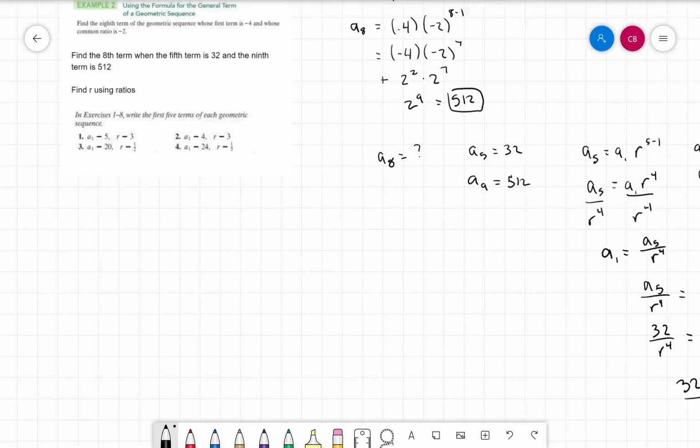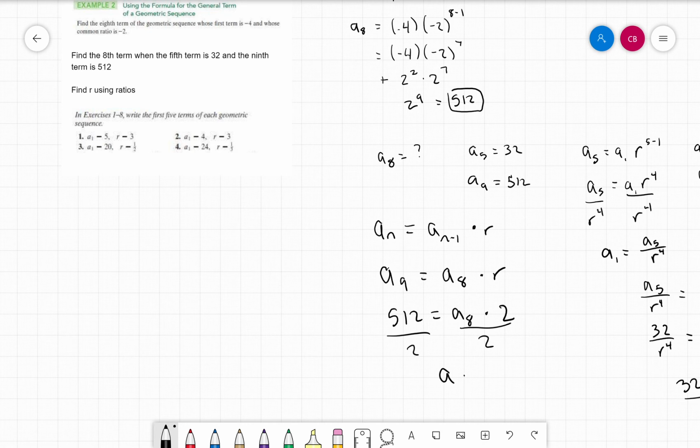So if we wanted to know a_8, we have a_1. We don't know a_1 though. But, okay, here's what we can do. If we know a_n is equal to a_(n-1) times the common ratio, sorry, let me fix this. I've written this incorrectly. This should be a sub n minus 1. This is the recursive form of a geometric series. Well, we know a_9 is equal to a_8 times r. And we know a_9 is 512, which is equal to a_8 times 2. Then we can divide by 2, and we get a_8 is equal to 256. Okay, so that's a clever way of doing it.